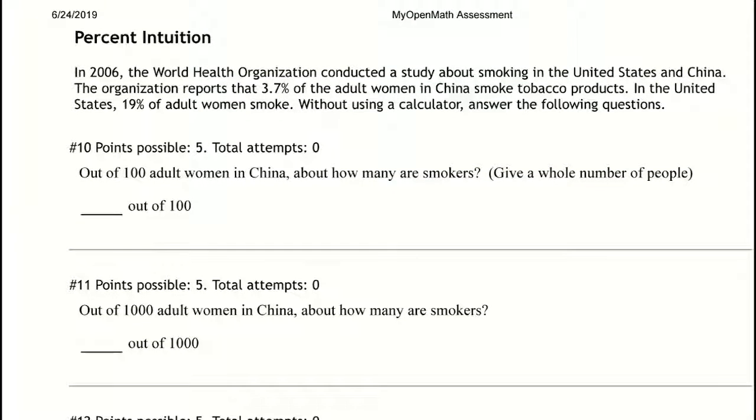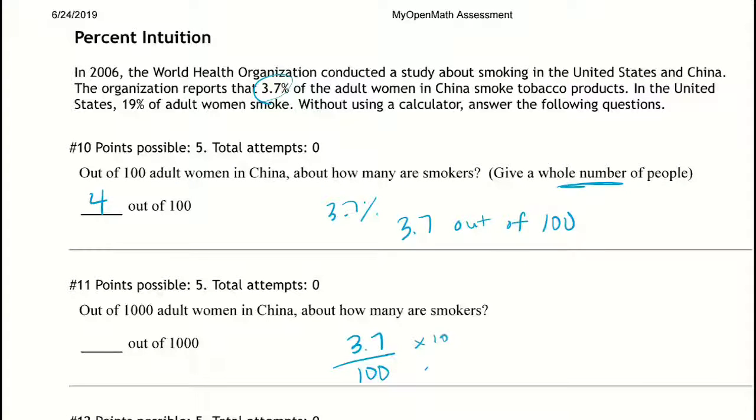Percent intuition. So you're given some data on the United States and China about smokers, and then it says out of 100 adults, how many women smoke? Well, remember, percent means out of 100. So this one's pretty straightforward, 3.7, but we need to round, so we'd round up to 4.